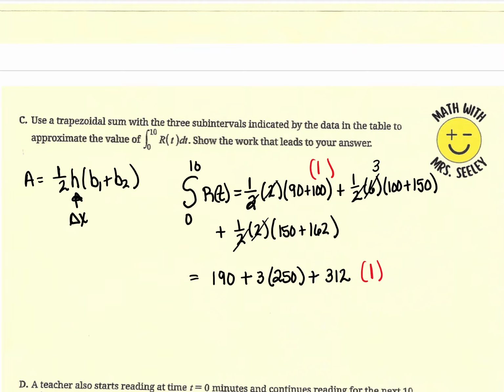If you go ahead and give them the answer, the rest of it, that's 190 plus 750 plus 312. And if you add all that together, you get 1,252. If you get that, those are your 2 points for part C.